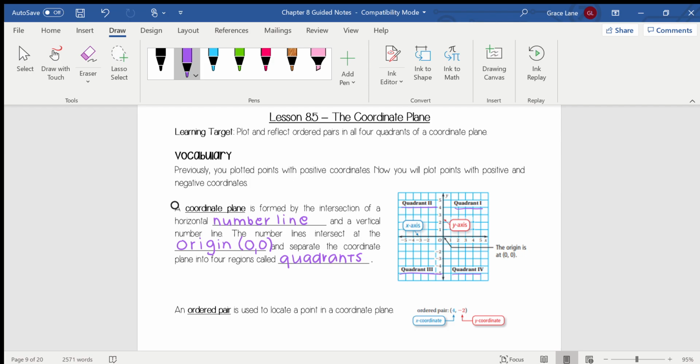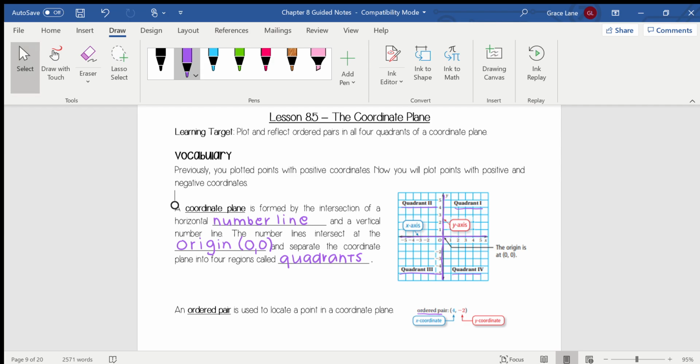We call the horizontal number line the x-axis. You should probably already know that. The y-axis is the one going up and down. The points that we're talking about are called ordered pairs. The first number listed represents the number on the x-axis. That's the x-coordinate. The second number is the y-coordinate, which is the number on the y-axis.